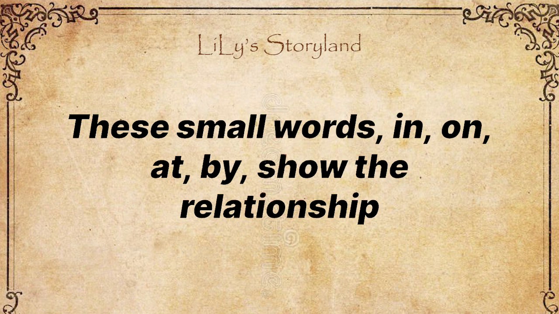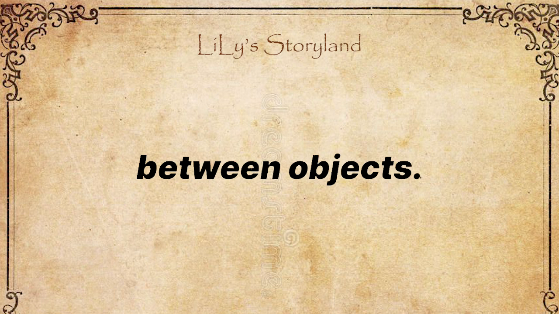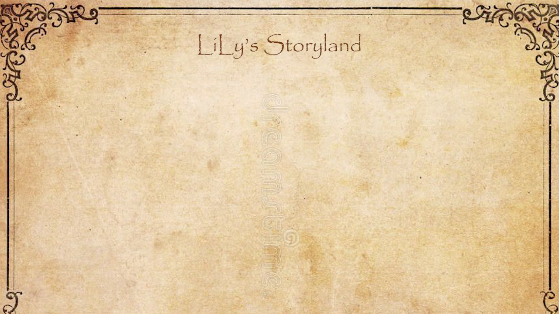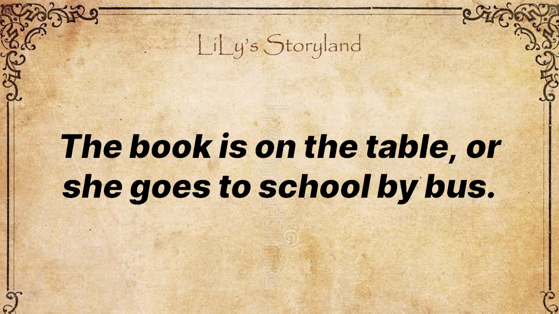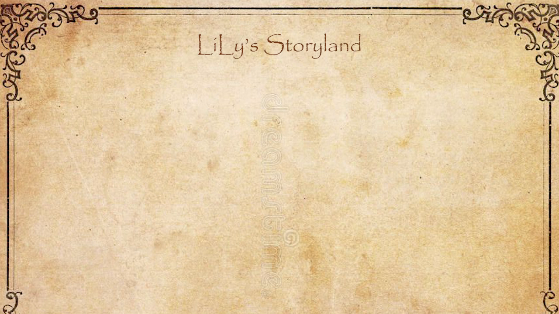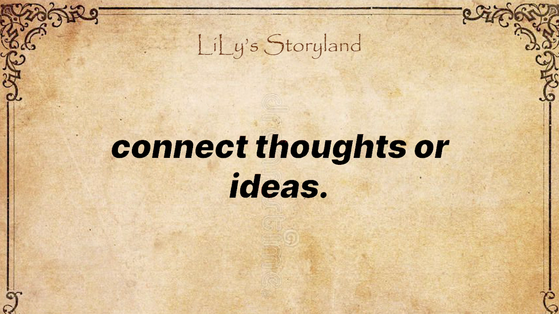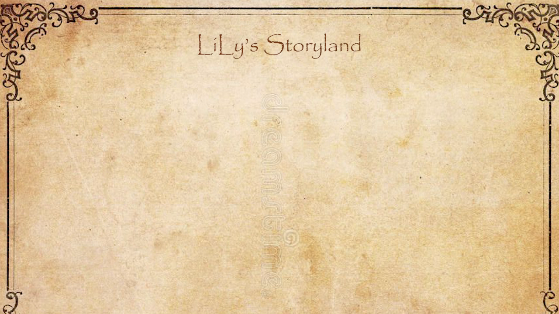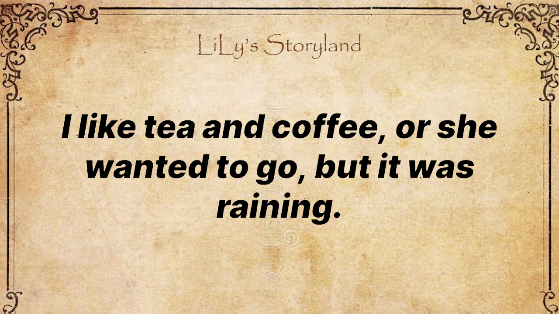Prepositions. These small words, in, on, at, by, show the relationship between objects. Example: the book is on the table, or she goes to school by bus. Conjunctions, words like and, but, and or connect thoughts or ideas. Example: I like tea and coffee, or she wanted to go, but it was raining.